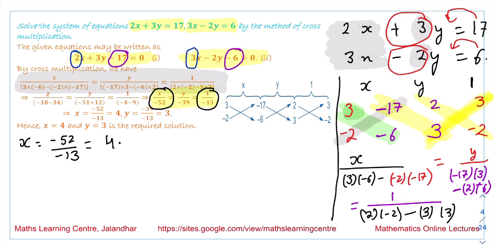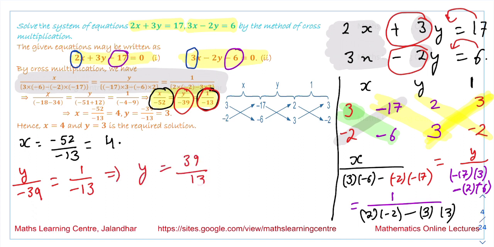When we compare the second and the last term, we get y over minus 39 is equal to 1 over minus 13. So we get y is equal to 39 by 13, that is equal to 3. So these are the required answers: x is equal to 4 and y is equal to 3.